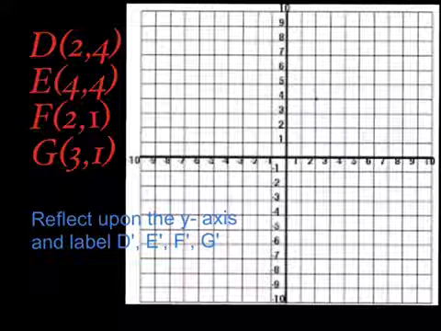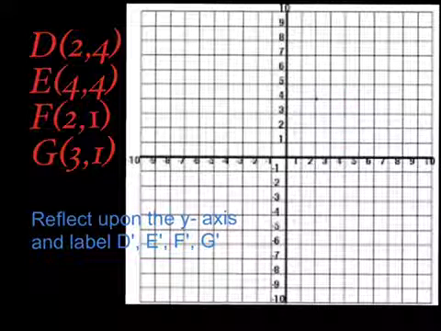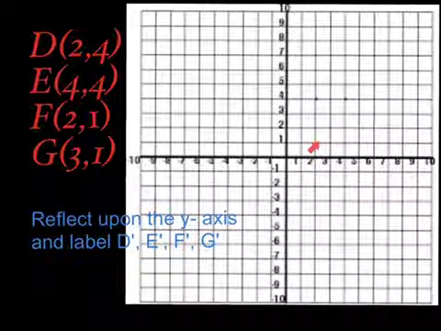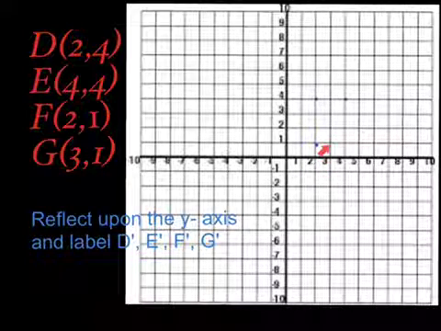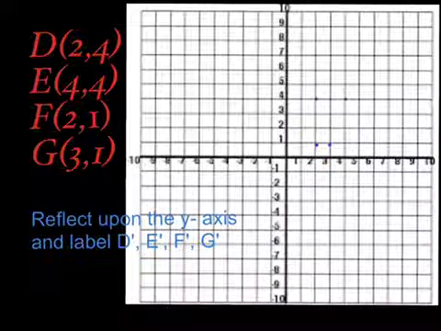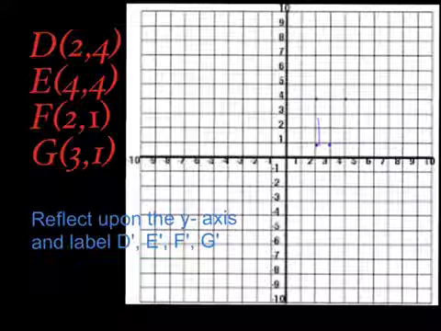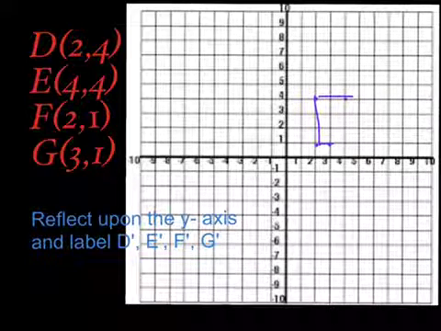And then we go over 4 up 4. We label that one. And then we go over 2 up 1. We would label there, and then over 3 up 1, so 3, 1, and label that. And now connect your points. So now let's connect our lines here. So go up, over, over, up.